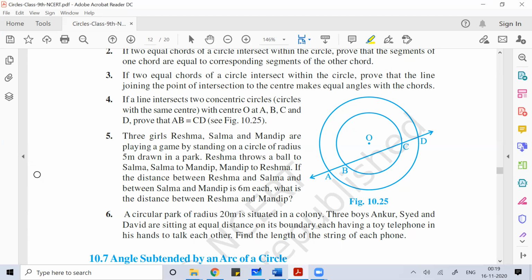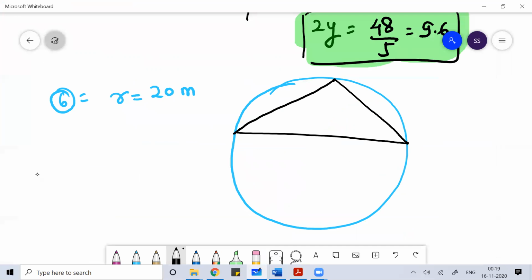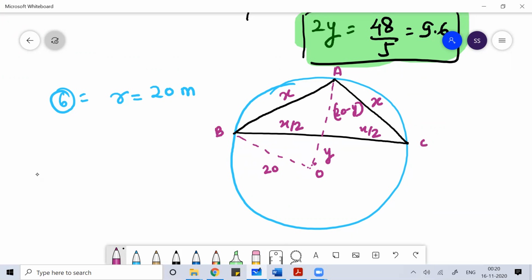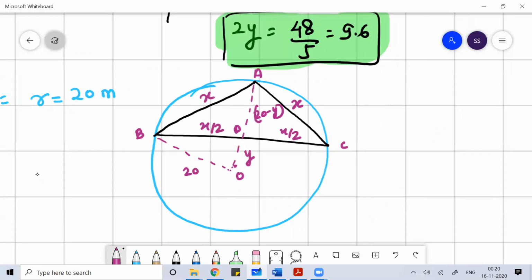So the radius is 20 meter. So this is x, and this is the center. From the center of the circle, the radius is 20. This is x by 2, this is x by 2. This is, suppose, y, so this will be 20 minus y. This end will be 20 minus y. So this is a, b, c. This is d. So use Pythagoras theorem.